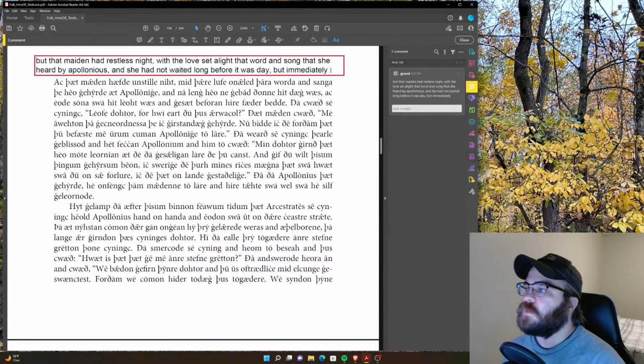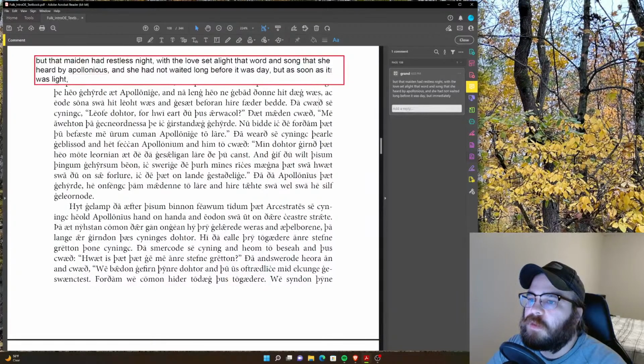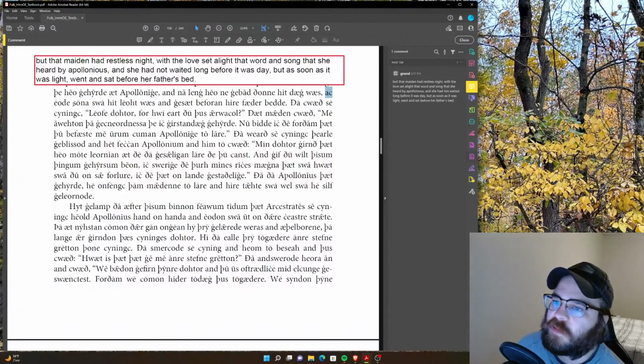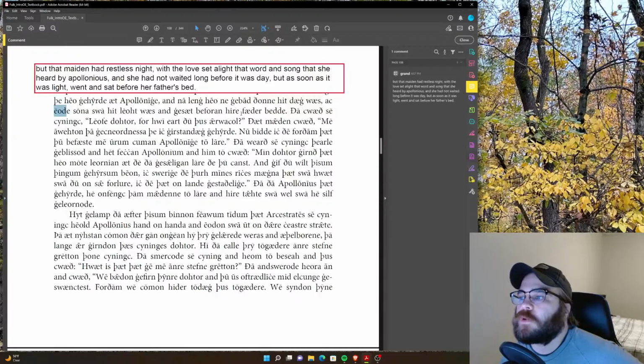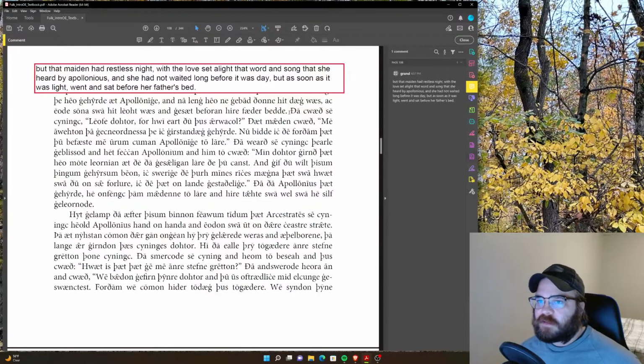Okay, boom. It is still she. So, but as soon as it was light, went and sat before her father's bed. There we go. Okay, because we got ak, but as soon as it was light, went, and this is all going all the way back to the she here at the beginning of this very long sentence. She went and sat before her father's bed. All right, first sentence, fully done.